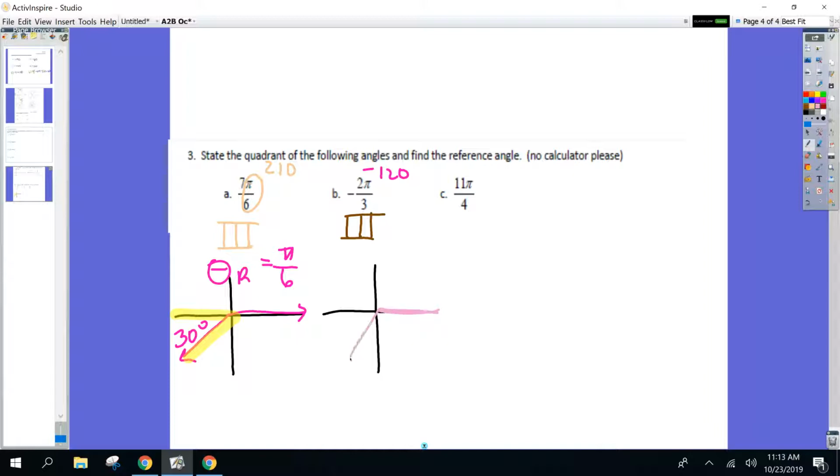Here's negative 120 going that way. What's your reference angle? Right there. Remember, reference angles are always positive and less than 90. So don't give me a negative answer. Don't give me an answer bigger than 90. What is my reference angle? What does that angle measure right there if that was 120?